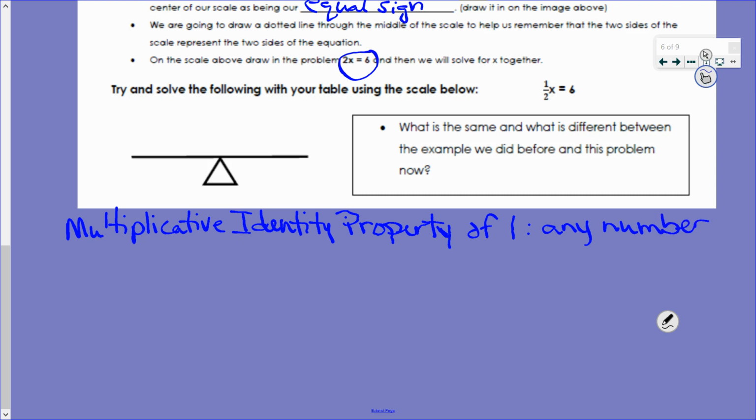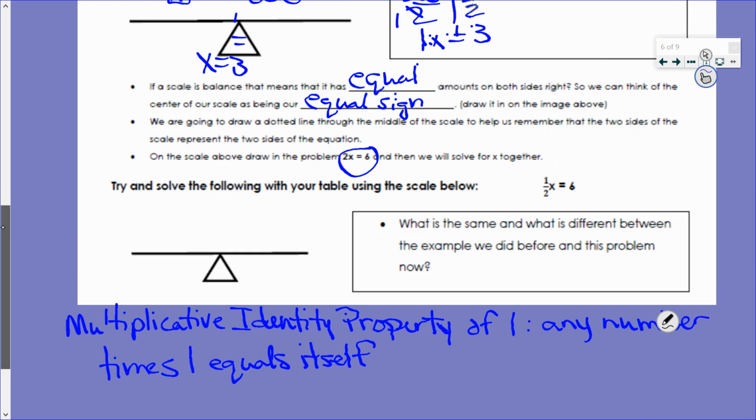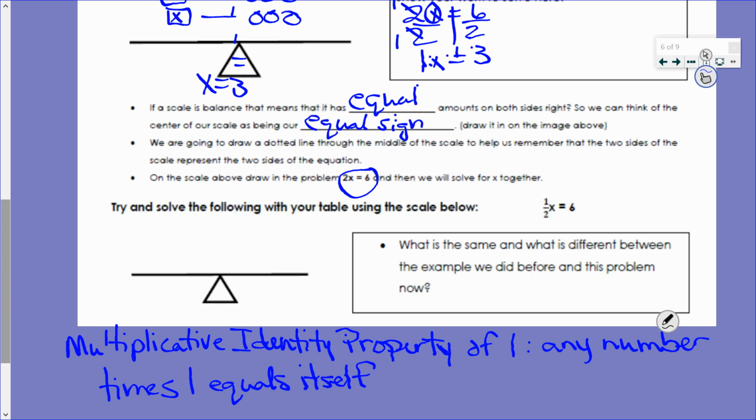Any number times 1 equals itself. So why is that important? Because I've gotten to a point in my problem where I have 1 times some number that equals 3. But because of the multiplicative identity property of 1, I know 1 times x is just x. So x equals 3. I now have my solution.